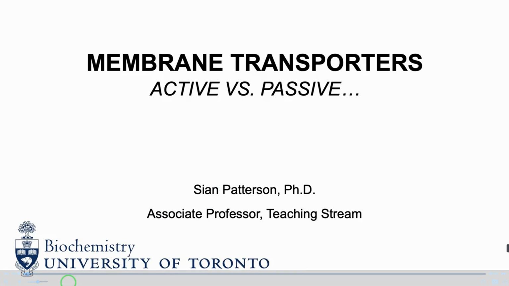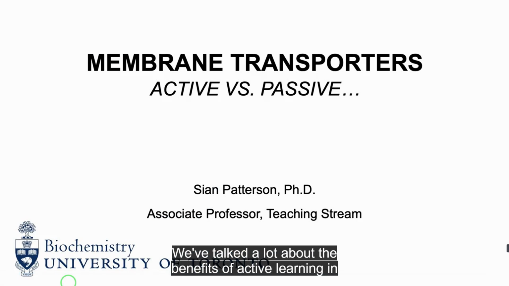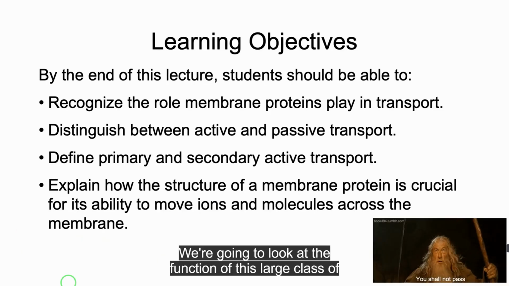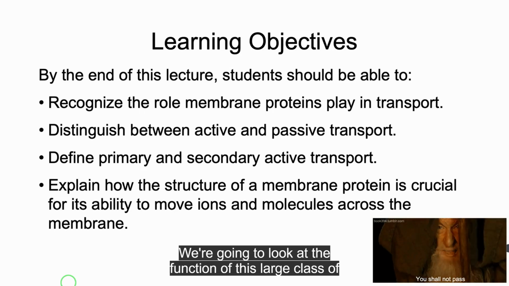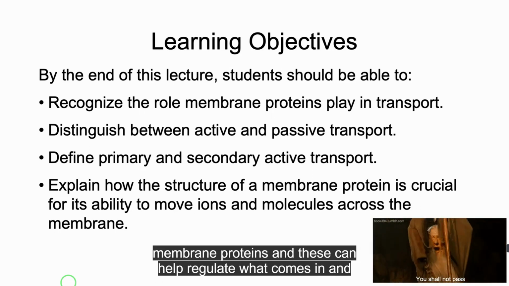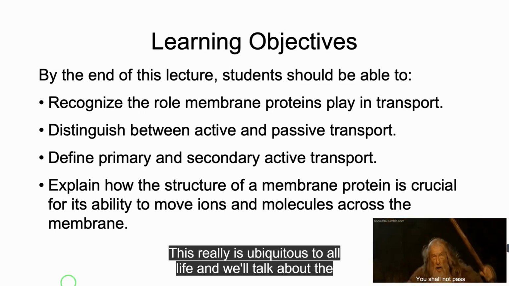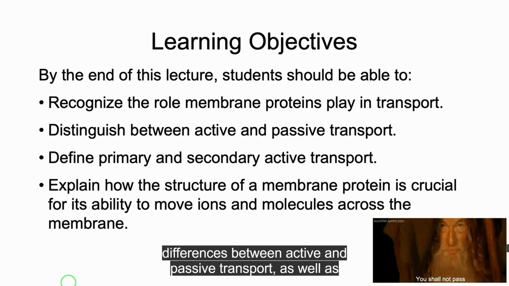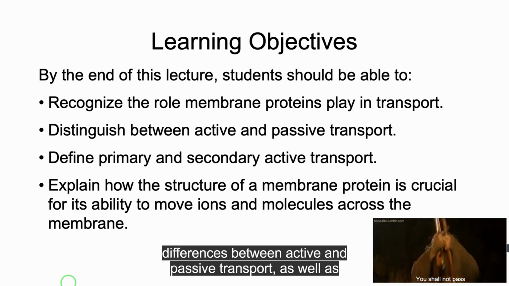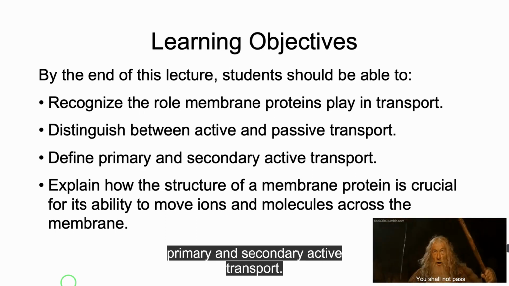Hello, two tenors! We've talked a lot about the benefits of active learning in this course, but you'll see with membrane protein transporters, there are pros and cons to both active and passive transport. We're going to look at the function of this large class of membrane proteins, and these can help regulate what comes in and out of the cell. This really is ubiquitous to all life, and we'll talk about the differences between active and passive transport, as well as primary and secondary active transport.